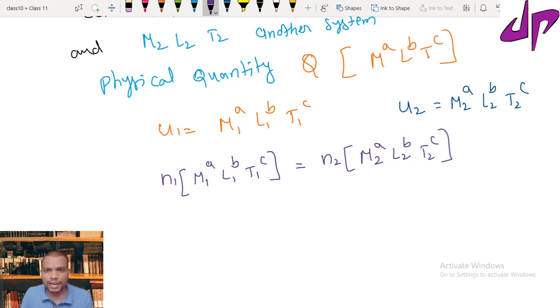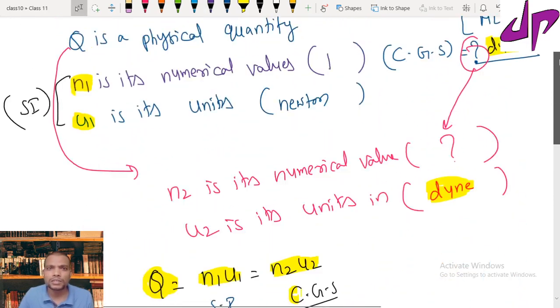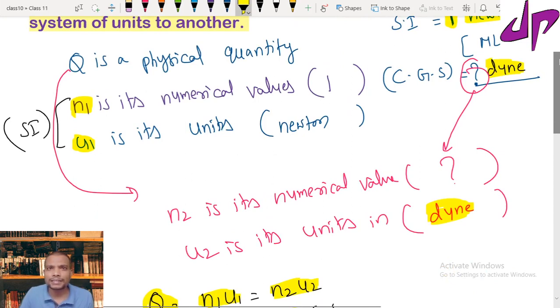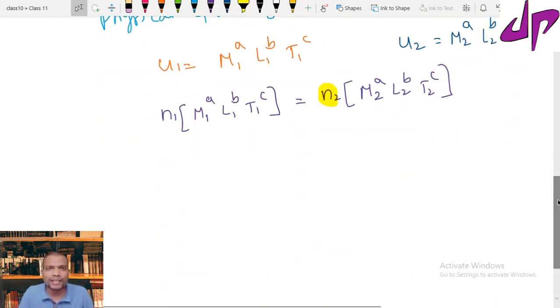So in this case I need to find the quantity of N2. That's my task, because I want to find the N2 value in the system of units, in dynes. 1 Newton is the SI unit, so in dynes how many will it be? Now to find N2, you can just divide each other.